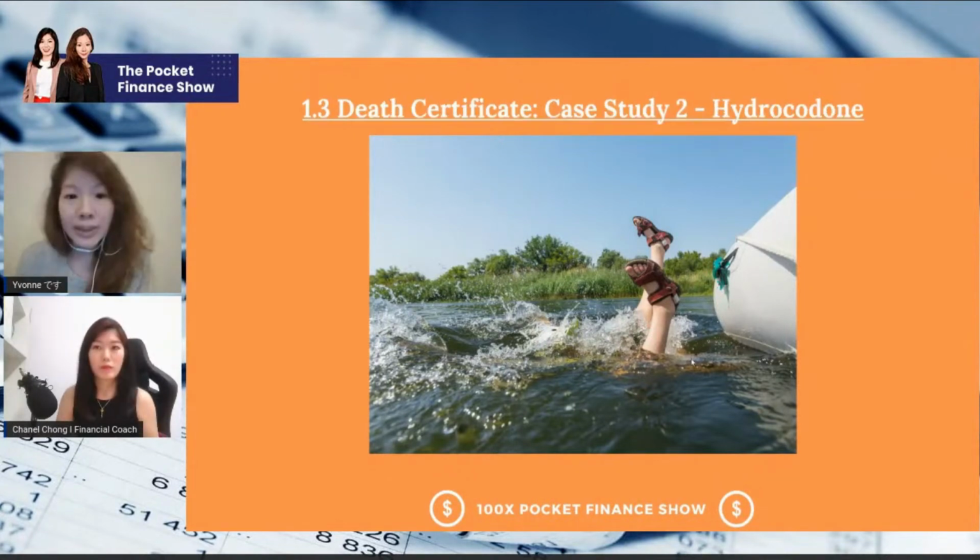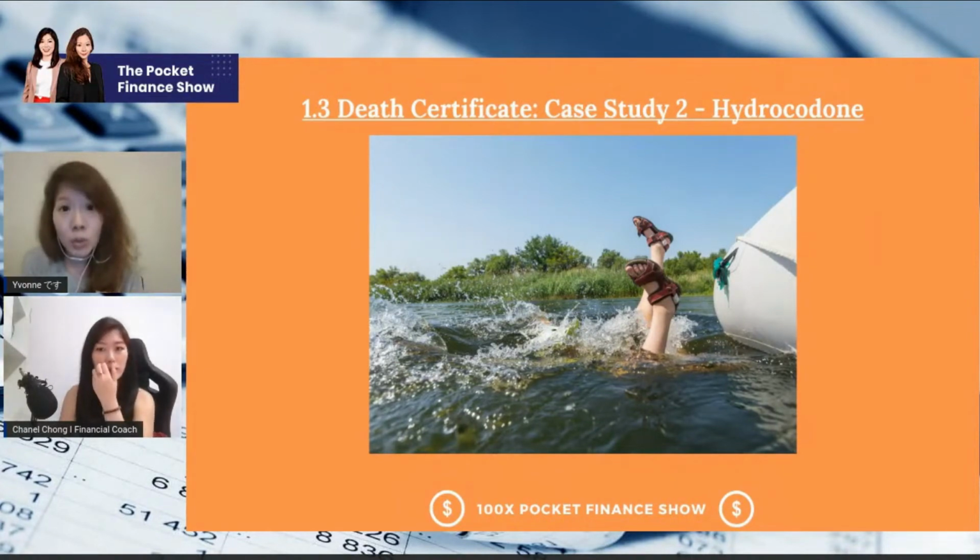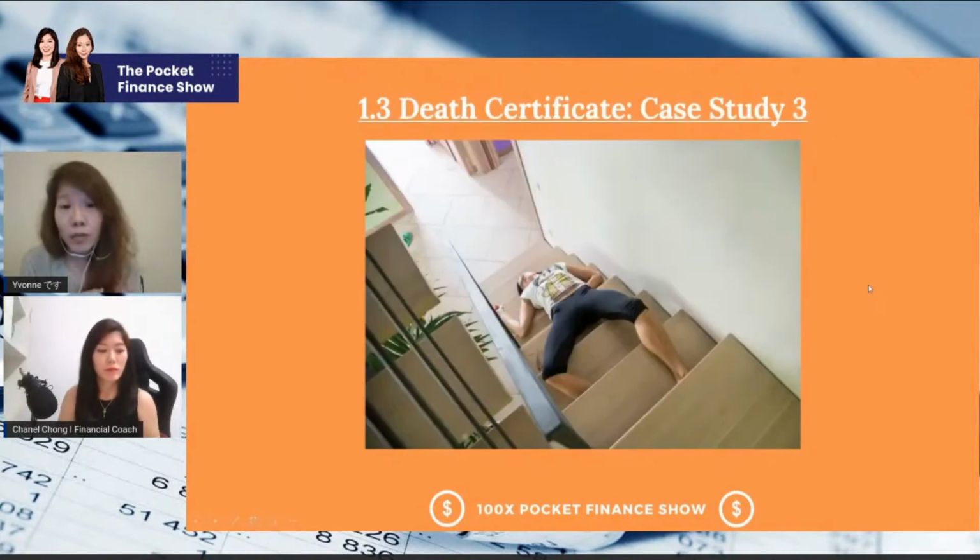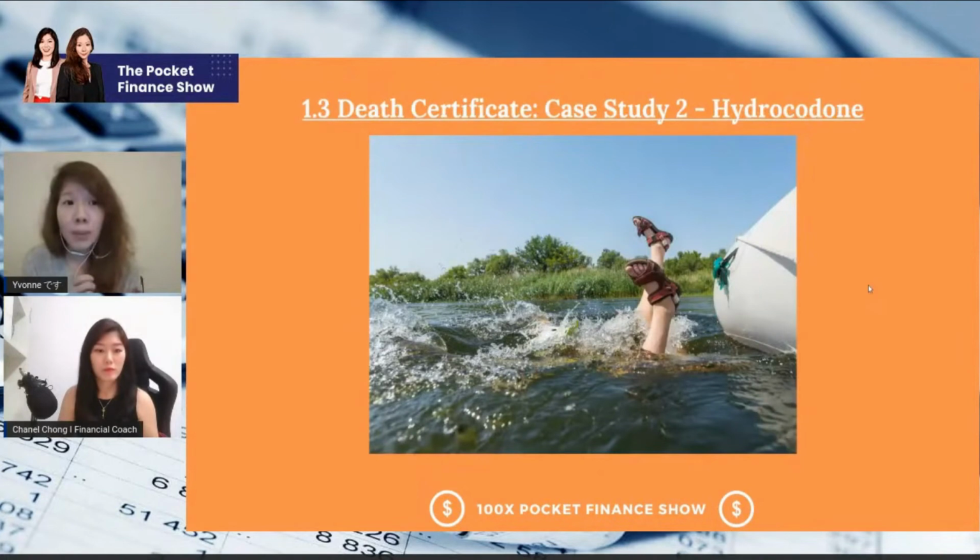Let's see. The doctor said hydrocodone, meaning this guy had been taking this medicine to help with his back pain. Apparently the doctor wrote that the cause of death is because he took this medicine. Hence, he cannot claim also. So that's why the death certificate is very important, because it contains the doctor's report.